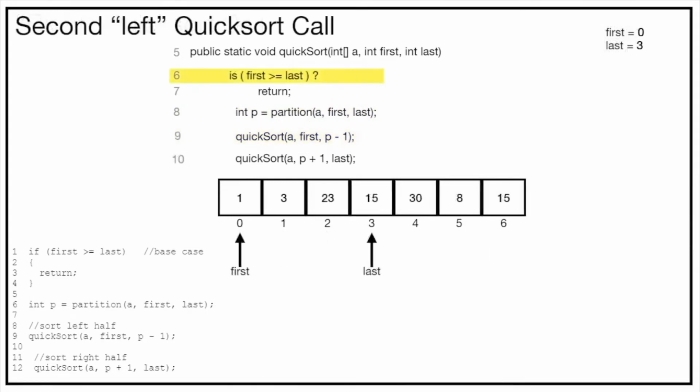Here, the procedure is the same. We check our base case. Is first greater than or equal to 3? False. This means we don't return, and we continue on to our next partition method. Here we pass the array A, first as 0 and last as 3.